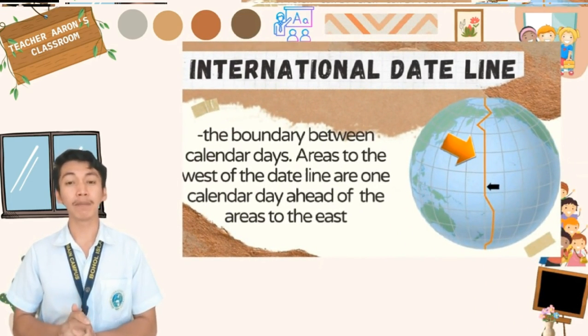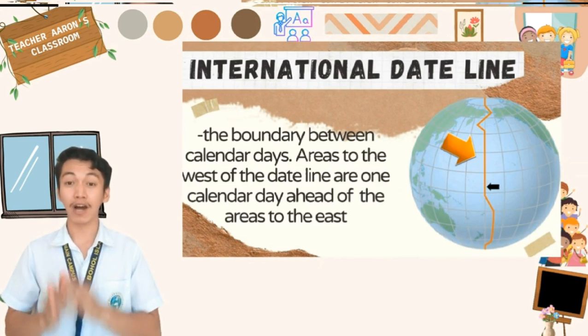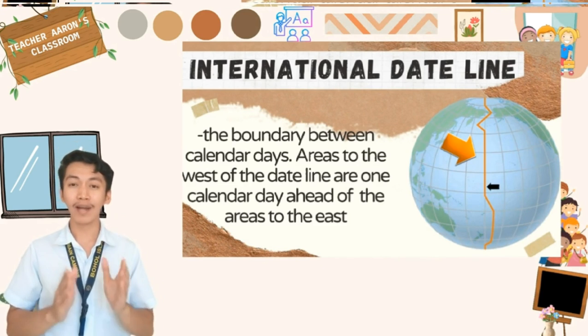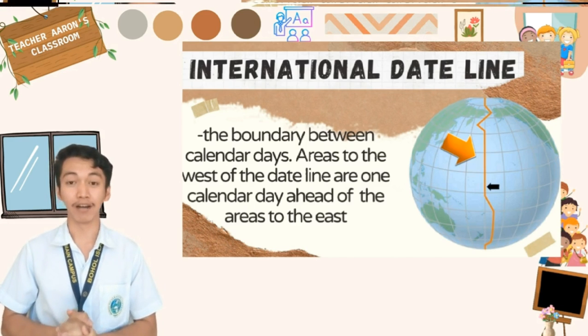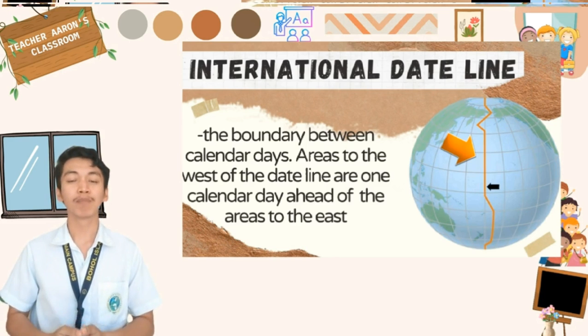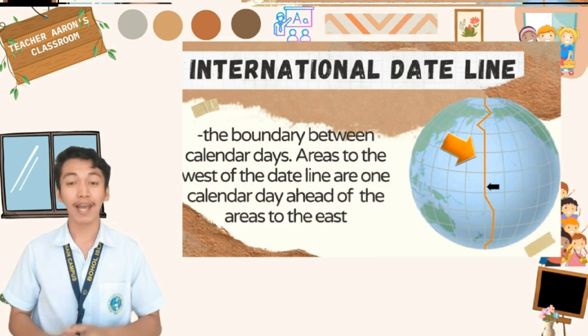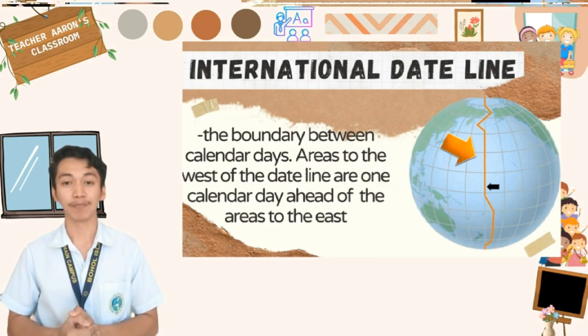Then the international dateline. This is the boundary between the calendar dates. So areas to the west of this line are 1 calendar day ahead of the areas to the east of this line. That's why we Filipinos are hours ahead of the USA and other neighboring countries there.